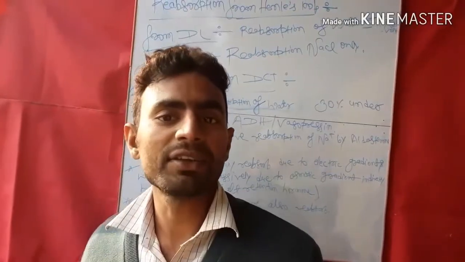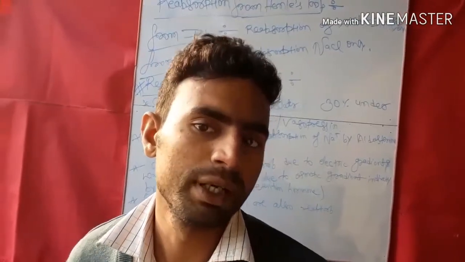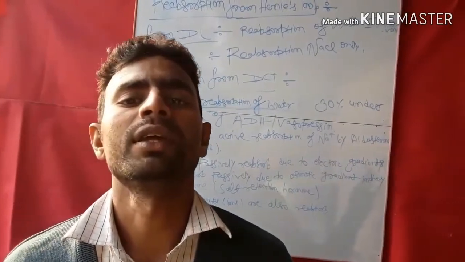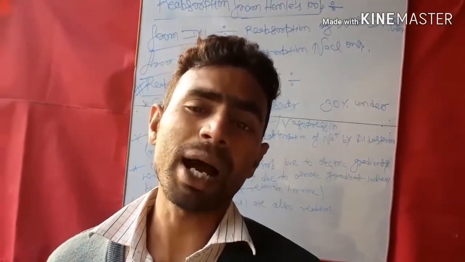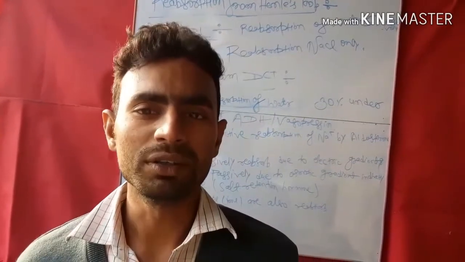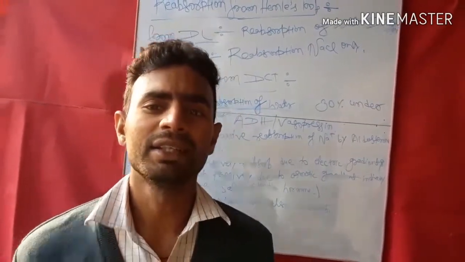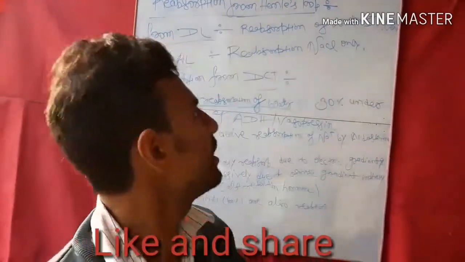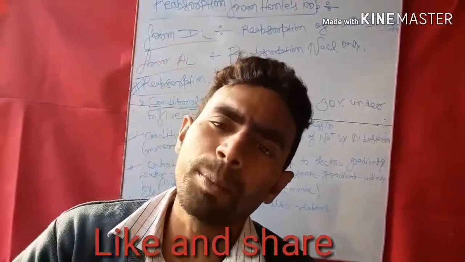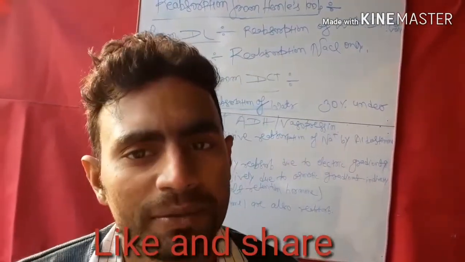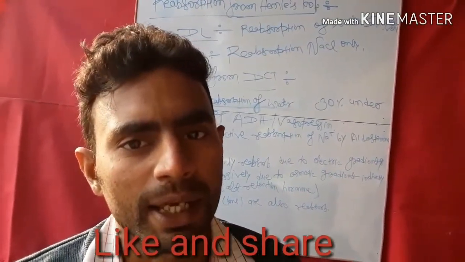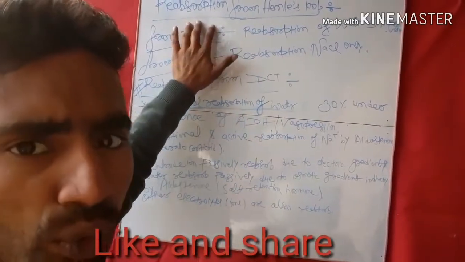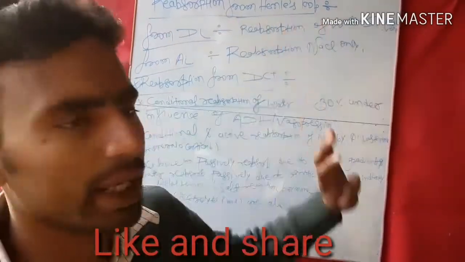Okay, topic: reabsorption from Henle's loop. That is all part of the kidneys. Henle's loop is a part of the nephron, and the nephron is the unit of the kidney. Then today we will discuss the reabsorption from Henle's loop.